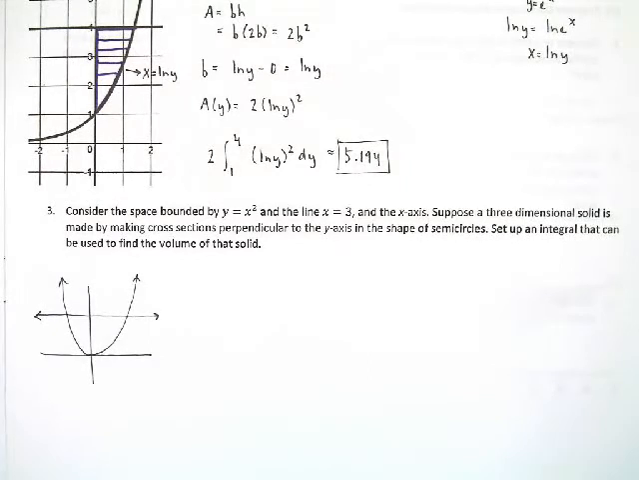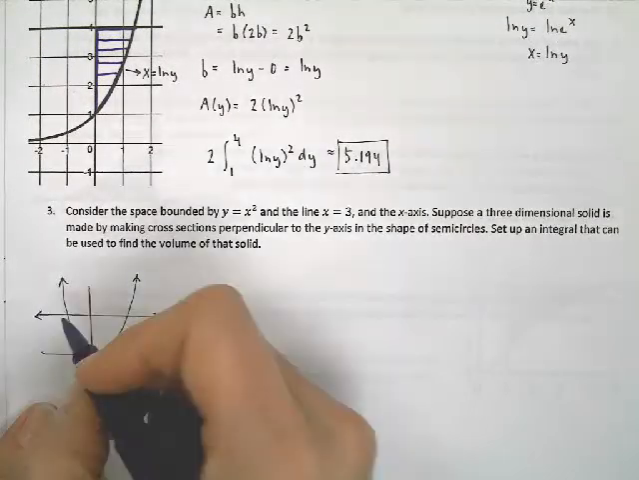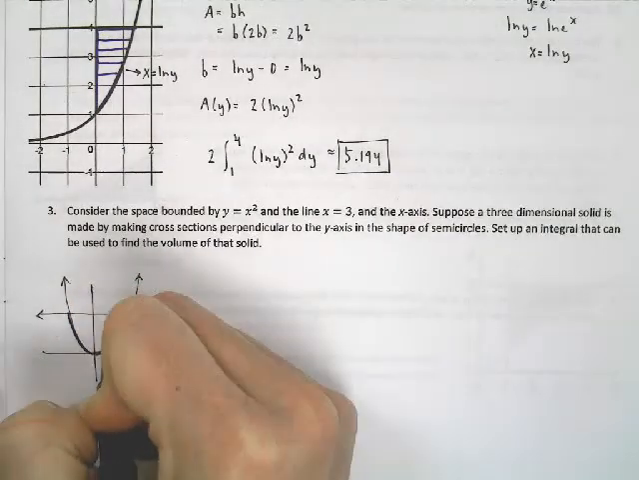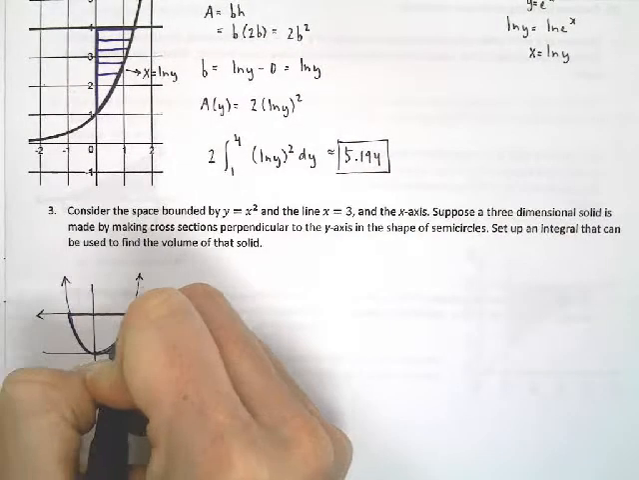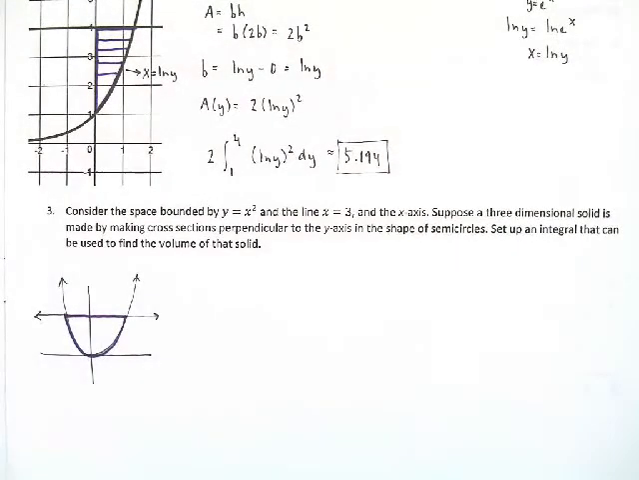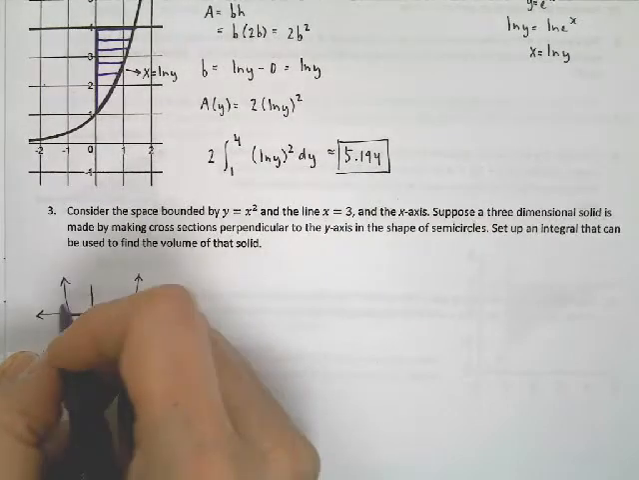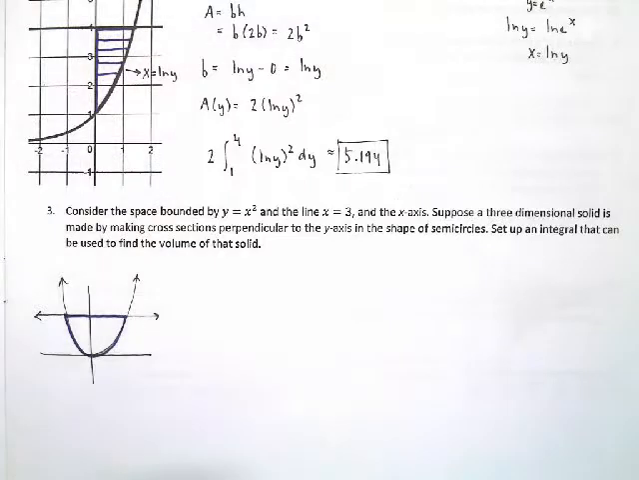and the x-axis. So now here's where I have to be really careful. If I'm bounded by, let's see, x squared, the line x equals 3, and the x-axis, so I'm looking at this region here. Okay. Now I have a 3-dimensional solid that's made by making cross-sections perpendicular to y. I wonder if this is supposed to say bounded by the x-axis.